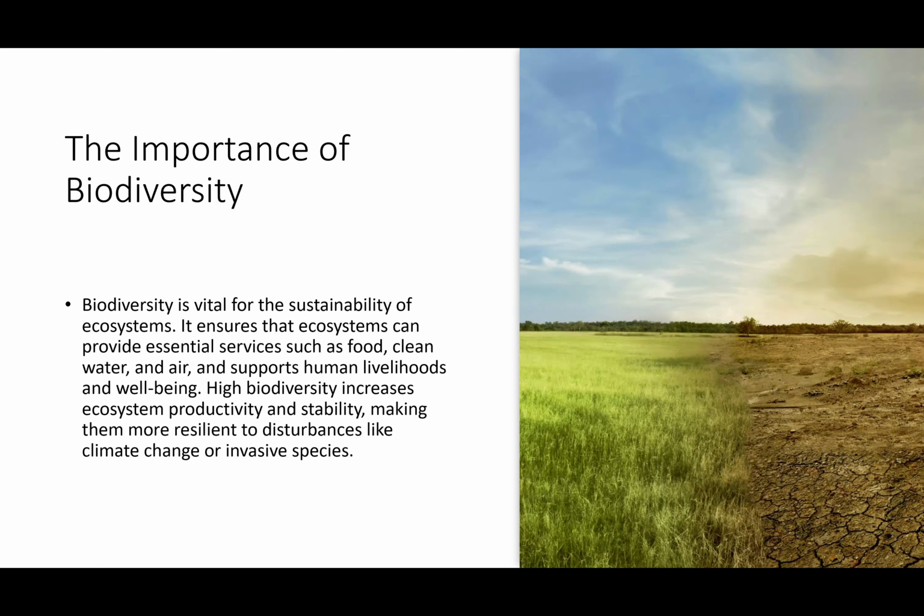But without that, high biodiversity increases ecosystem productivity and stability, making them more resilient to disturbances like climate change and invasive species. How do climate change and invasive species come about and get propelled? By humans. So what we are doing to the environment is the reason why the environment needs to be biodiverse in the first place, to defend against all human impacts, and some natural impacts as well.